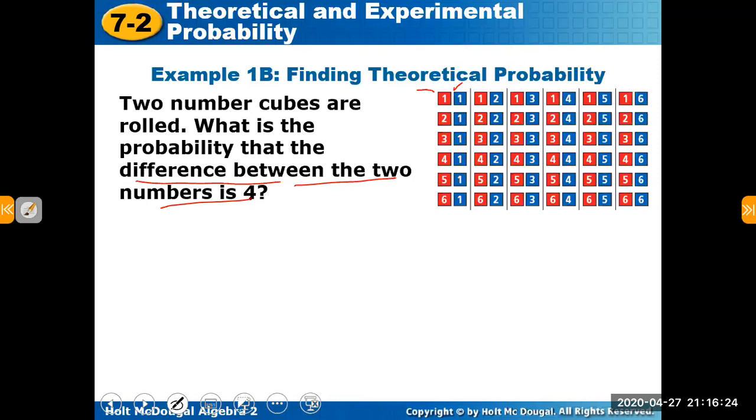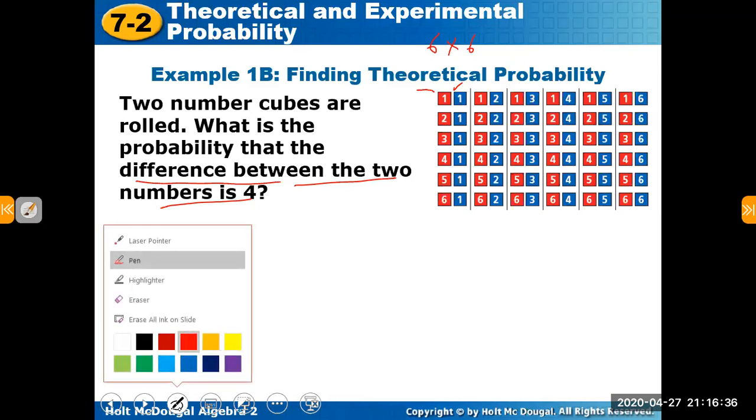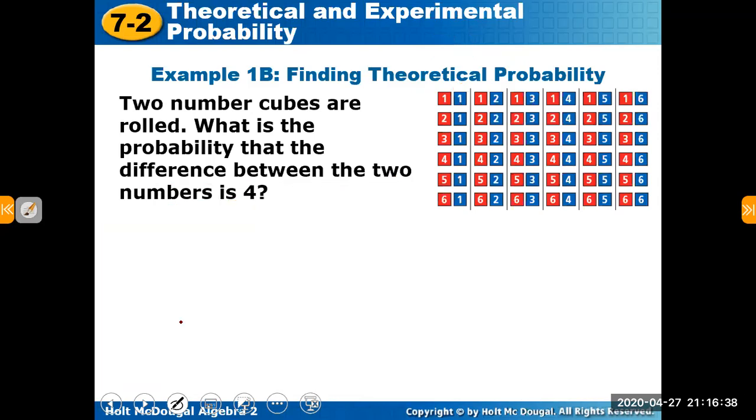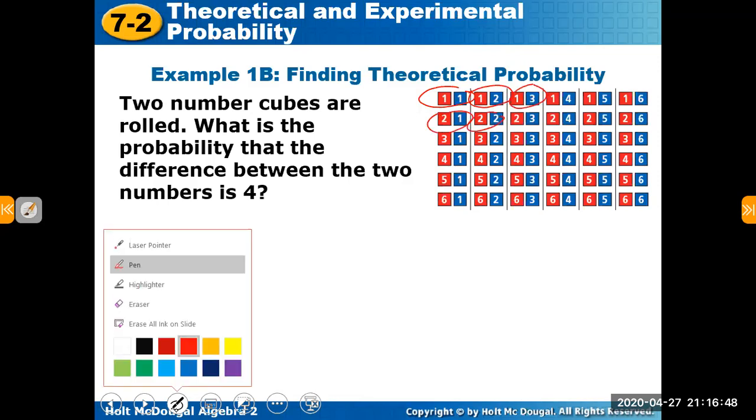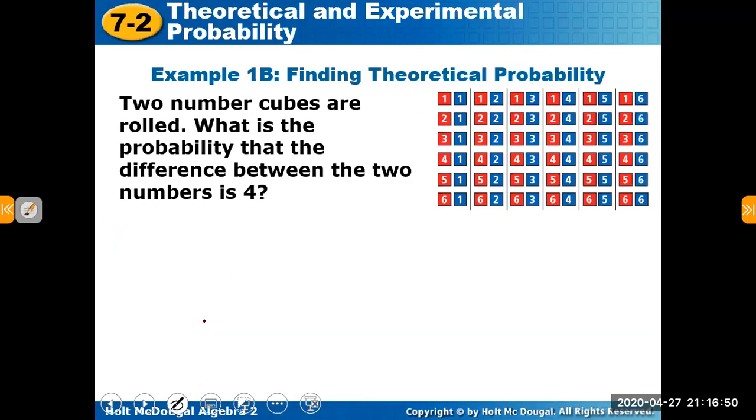If we use the fundamental counting principle from our previous lesson, we know that for each cube there are 6 possible outcomes. So 6 multiplied by the other cube's 6. There are 36 possible outcomes. So 1 with 1, 1 with 2, 1 with 3, like that, and the same with 2 with 1, 2 with 2, etc. These are all the outcomes. There are 36 outcomes here.